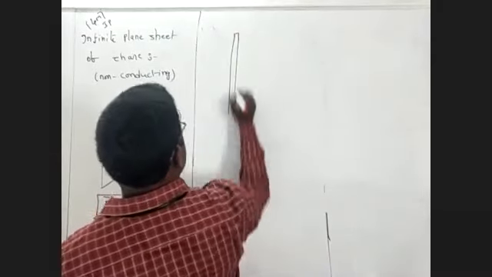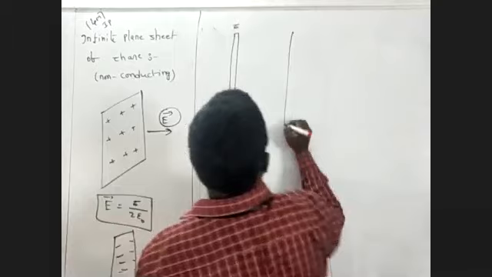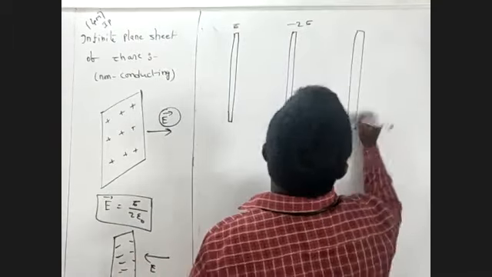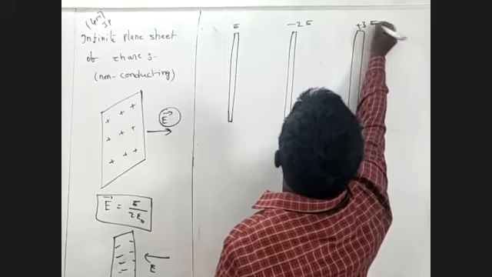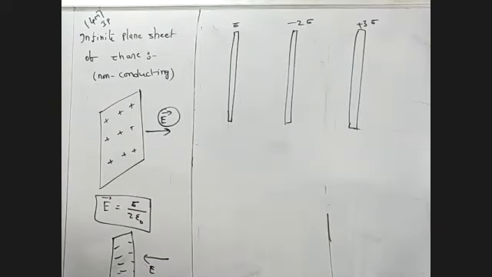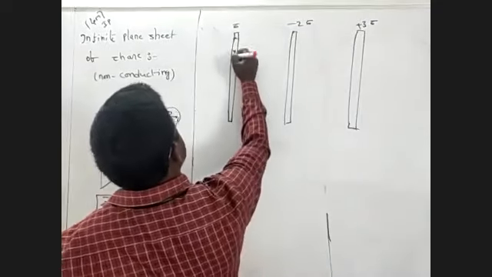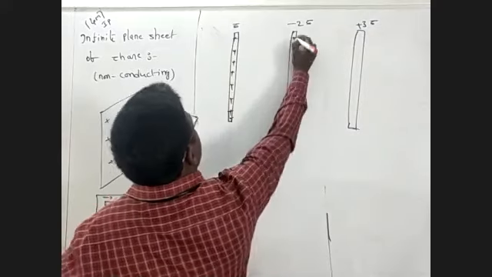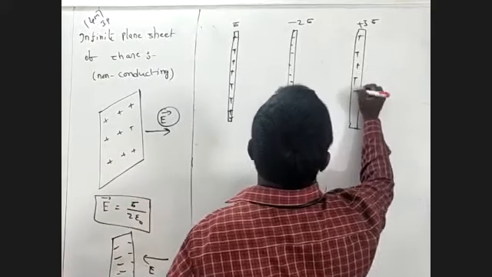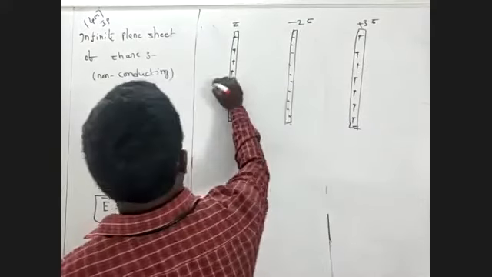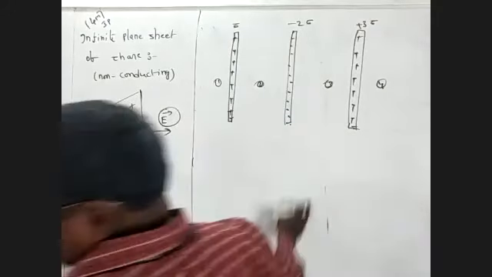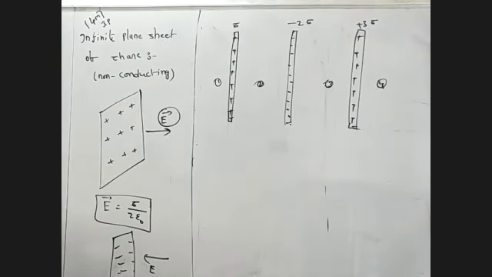This is sigma. This is minus 2 sigma. This is plus 3 sigma. These are the plates, plus, minus, plus. Region number 1, region number 2, region number 3, region number 4. We are going to calculate.